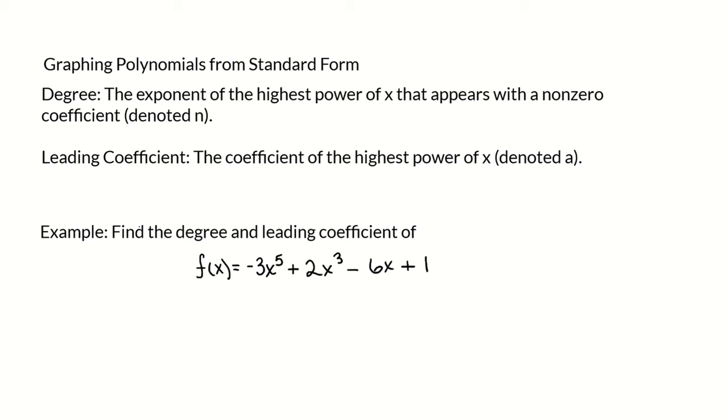So for example, in the polynomial f of x equals negative 3x to the fifth plus 2x to the third minus 6x plus 1, the degree is the highest exponent, so 5, and then the leading coefficient is the coefficient of that highest degree term, so that coefficient is negative 3. And we use those two pieces of information to find information about the graph of the polynomial.